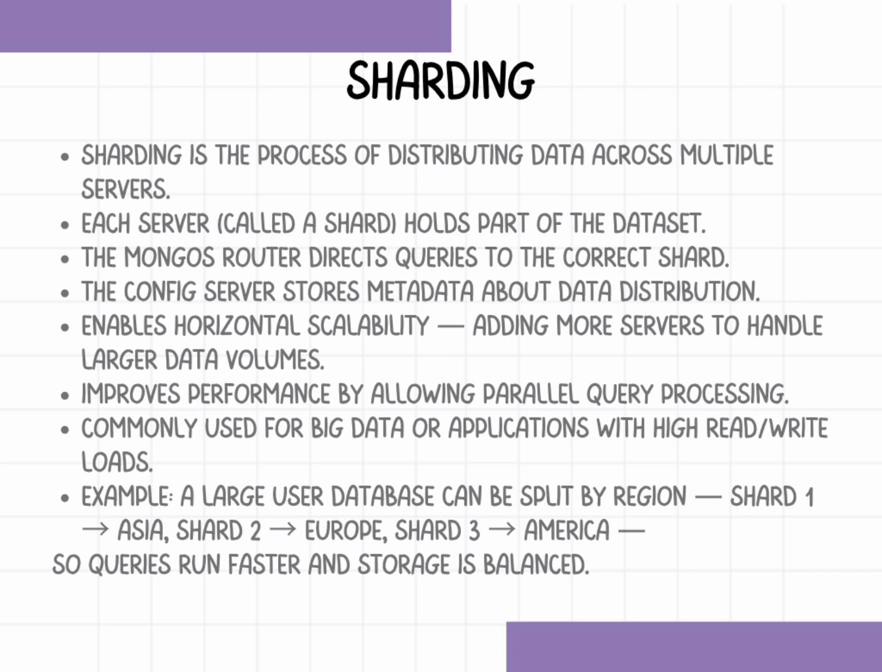Sharding. Sharding means splitting the data across multiple servers to achieve horizontal scalability. Each shard contains a subset of data and the Mongos router directs queries to the right shard. Example, a large user database can be split by region. Shard 1 for Asia, Shard 2 for Europe, Shard 3 for America. This improves performance and load distribution.